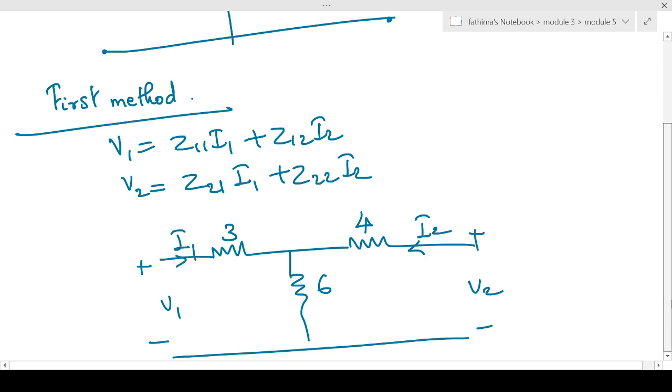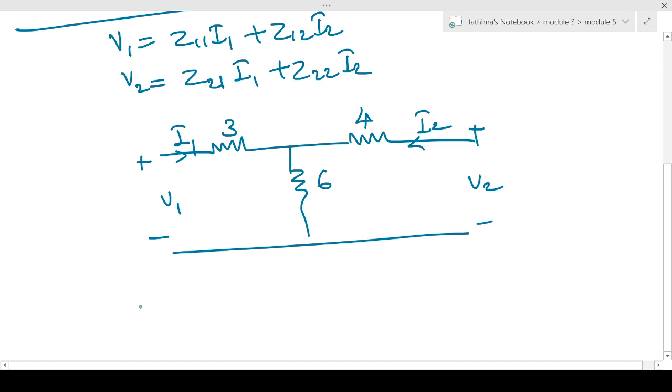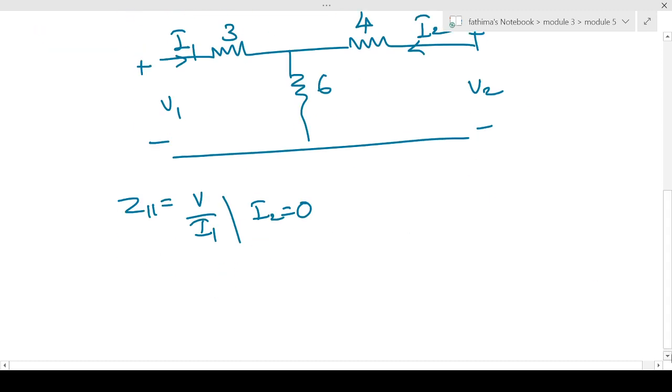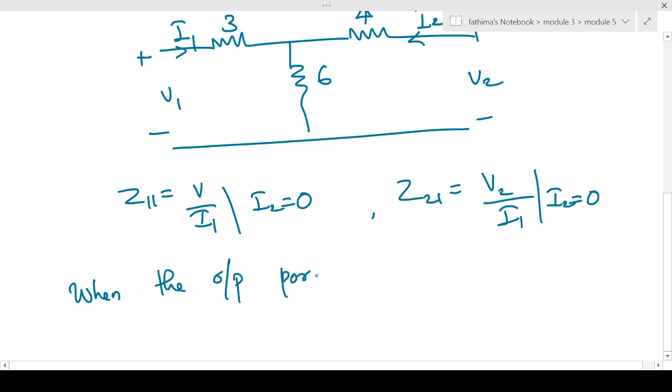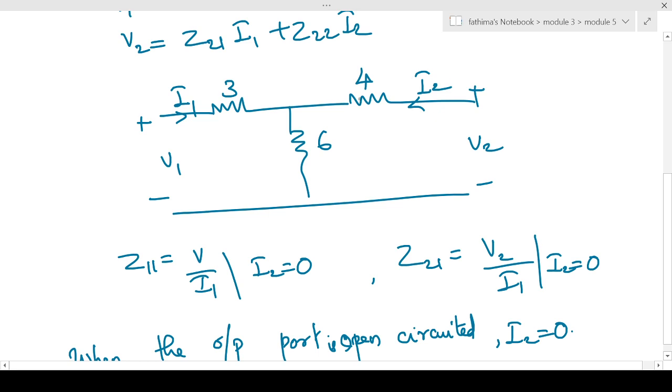In the first method, in order to find Z11, we know that Z11 is equal to V1 by I1 with I2 equal to 0, and Z21 is V2 by I1 with I2 equal to 0. So we have to open circuit the output port. When the output port is open circuited, I2 will be equal to 0. So there will be no current flowing through this path.